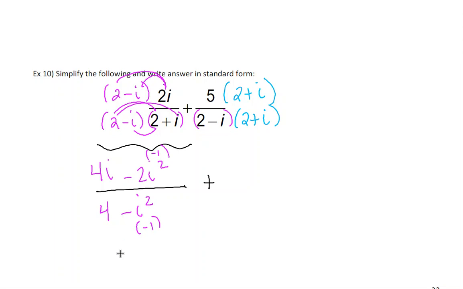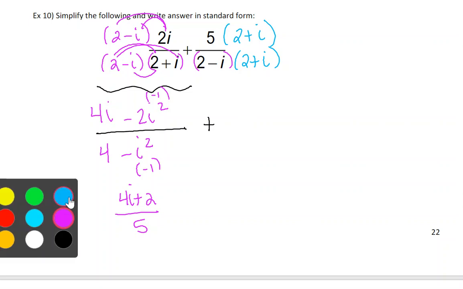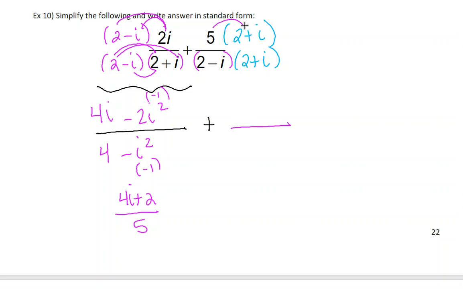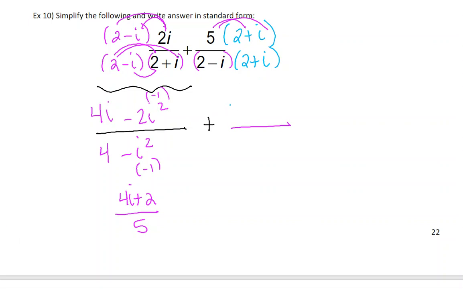Anytime you see an i squared, remember that's a negative 1. So if I rewrite that, I end up with 4i plus 2 over, what would that be, minus a negative 1, so over 5. This is an i, sorry, it looks sloppy. And then I need to do the same thing on the other side. I need to distribute this through. So that would be a 10 plus 5i. My denominator here is going to be the same. So I'm just going to go straight to the 5.